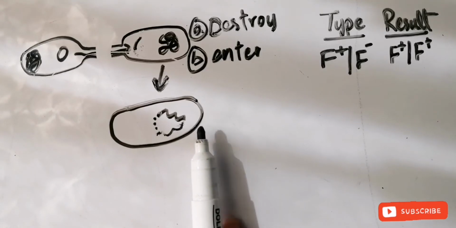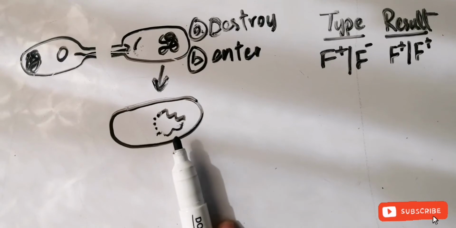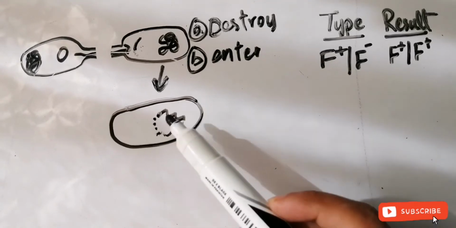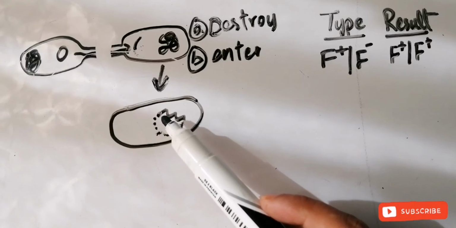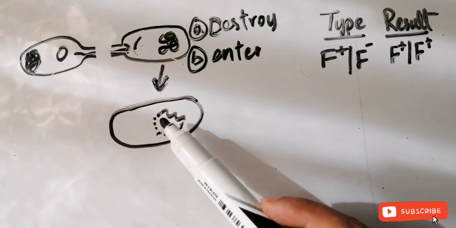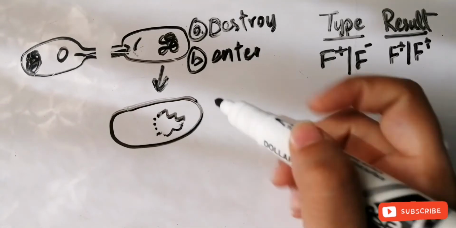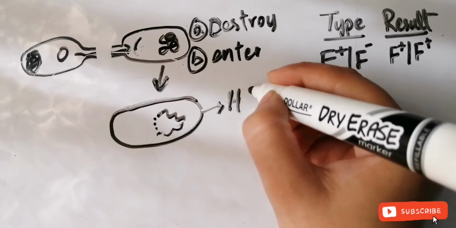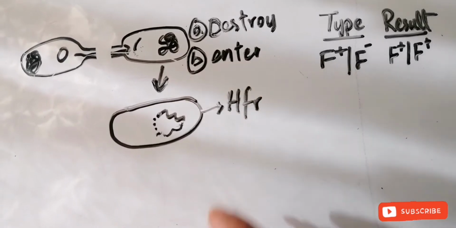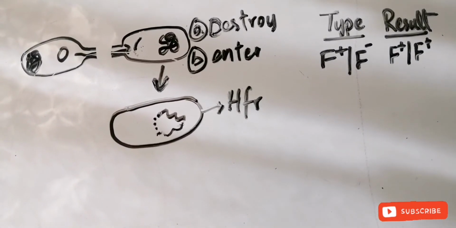It is a whole different condition. It is not only that the plasmid is present along with the whole chromosome in the bacterial cell. It is that the bacterial chromosome is converted, is recombinant, is changed into something different. This type of bacterial cell is now known as HFR.